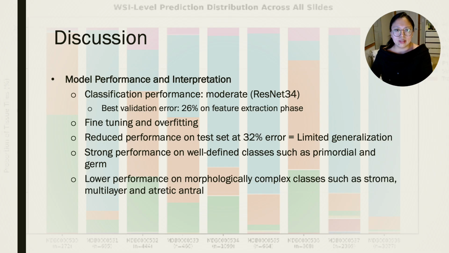Most misclassification occurred between the biologically similar and developmentally adjacent stages, suggesting that while the model captures general morphology, it struggles with finer distinctions.